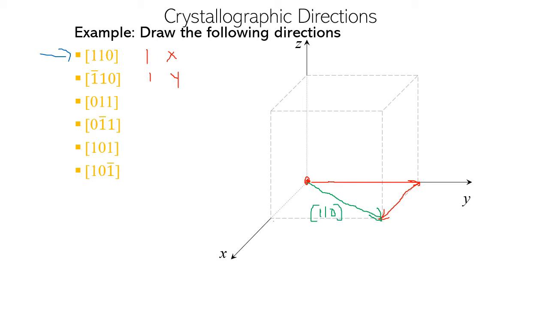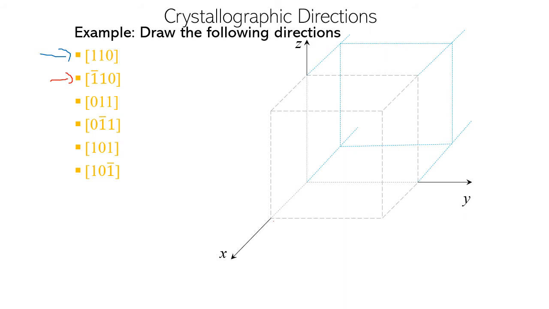Then the second direction, 1 bar, 1, 0. So let me erase this. You can just pause the video and draw it yourself. Then this second direction 1 bar, 1, 0. So I have a unit cell behind the given unit cell. So this is just for clarity. Again, it is not necessary for you to draw it. Okay, 1 bar, 1, 0.